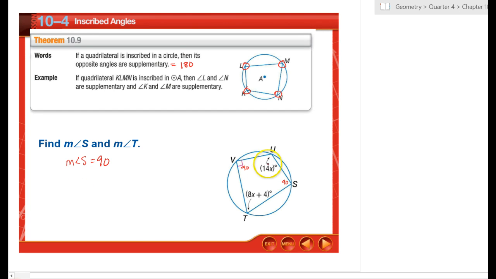To figure out angle T, well, U plus T equals 180, so 14x plus 8x plus 4 equals 180. So I get 22x is equal to 176. X is 8. When I plug in to find T, 8 times 8 plus 4, the measurement of angle T is 68 degrees.